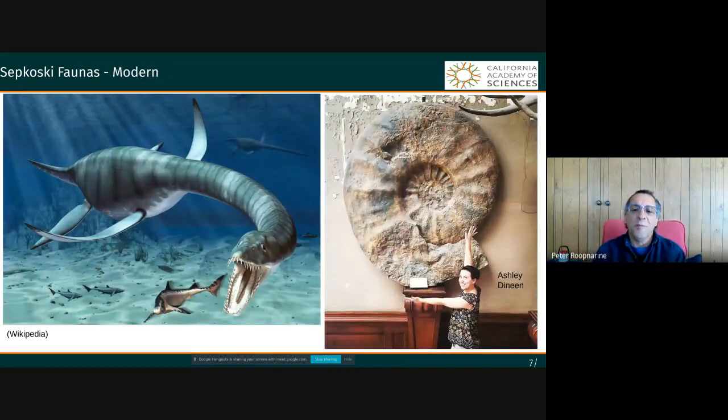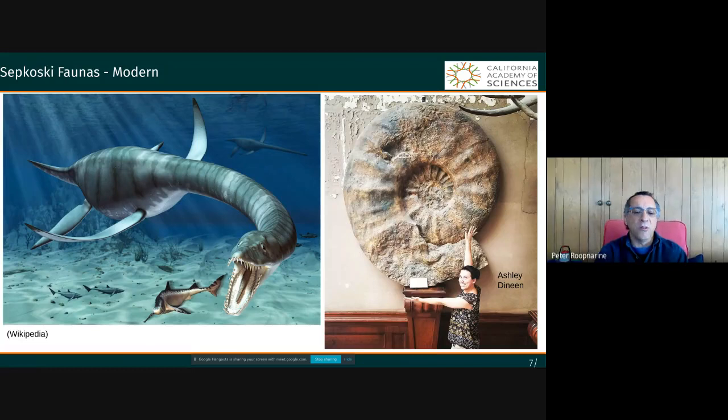Anyway, moving forward, beginning around 250 million years ago, the Paleozoic fauna takes a nosedive and is replaced by what we call the modern fauna. And we've had the modern fauna around now for the past quarter of a billion years. It's changed very much in its characteristics.